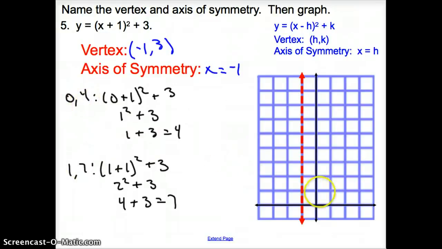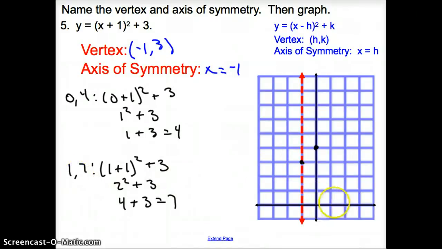Plot these points. I need my vertex, right? I can't forget about my vertex. So it's -1, 3. So I go over -1, up 3. Plot my point. Then here's another point, 0, 4. So from my origin, I stay at 0 and I go up 1, 2, 3, 4 and put a point. Then another coordinate point is 1, 7.